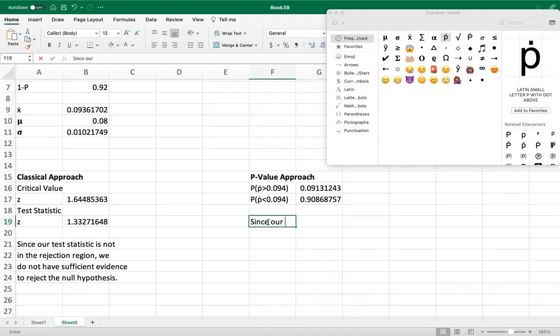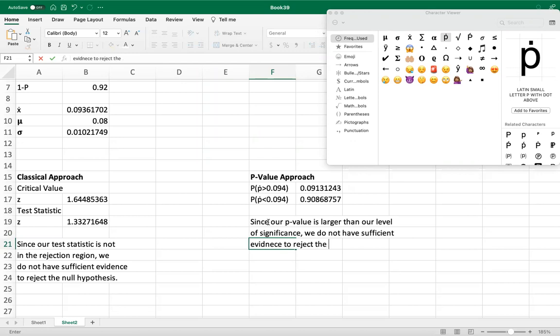So since our p-value is larger than our level of significance, we do not have sufficient evidence to reject the null hypothesis.